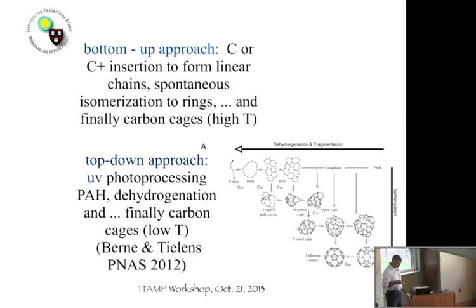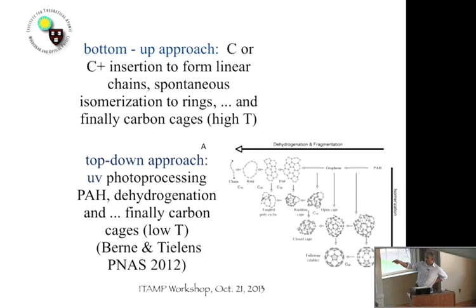Now, there are two ways to go about discussing the formation of these carbon structures. And that, again, has also been discussed by Oliver this morning. One would be the bottom-up approach. You start with, let's say, C2 bonds and CH bonds. You start building more complex networks and go through spontaneous isomerization to rings, and finally some high-temperature events will happen and you get carbon cages, or PAHs.